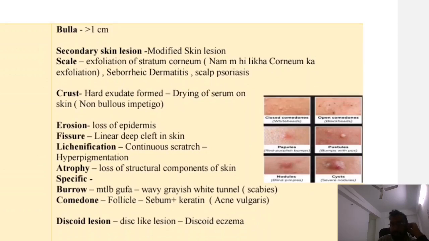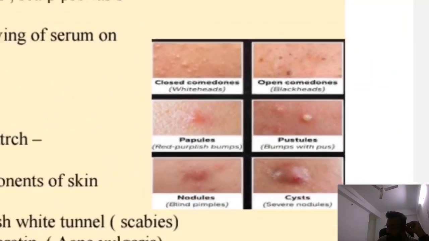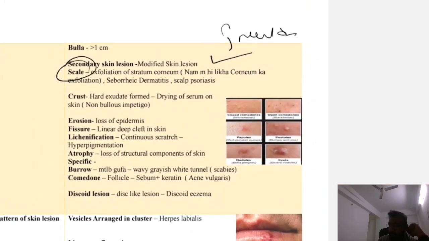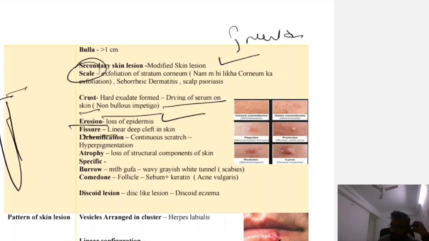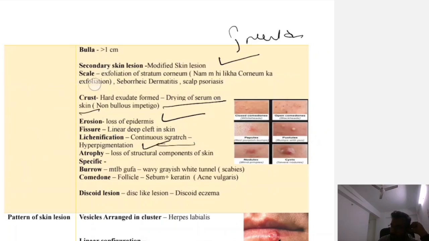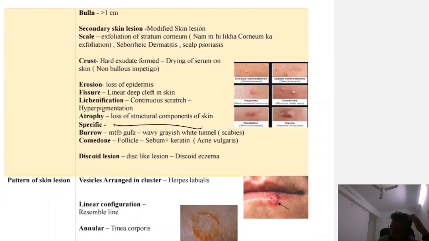Okay, now we have secondary skin lesions. Secondary skin lesions are modified skin lesions, due to treatment or scratching. First is scale. Scale is exfoliation of stratum corneum. Crust is hard exudate, drying of serum on skin. It is seen in non-bullous impetigo. Erosion is loss of epidermis. Fissure is a deep cleft in skin. Lichenification: continuous scratching leads to thickening and hyperpigmentation. Next is atrophy, loss of structural component of skin.